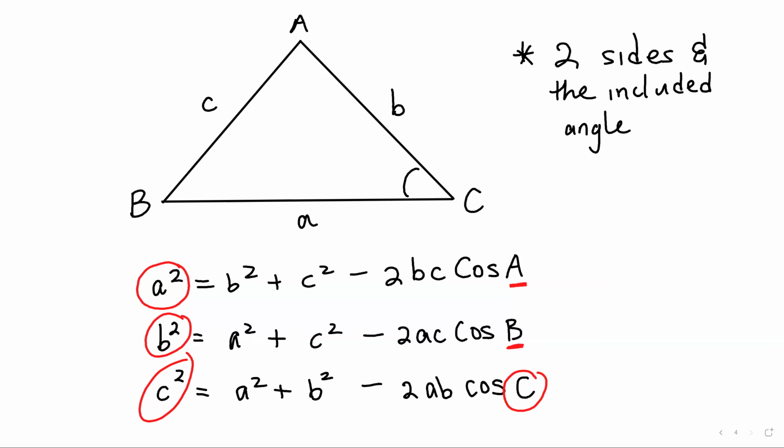Okay, so you use the cosine rule if you need to find a third side given two sides and the included angle. And then the other time that you use the cosine rule is if you need to find an unknown angle and all three sides are given. Right? So those are the two instances when you can use the cosine rule: to find an unknown side given two sides and the included angle, or to find an unknown angle given three sides.